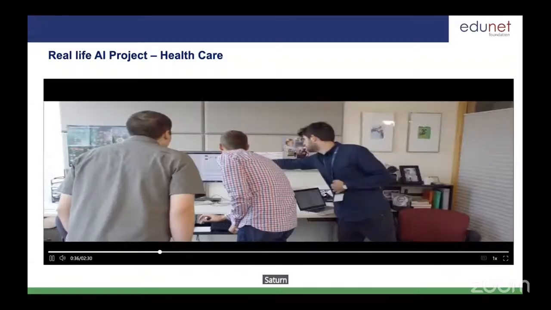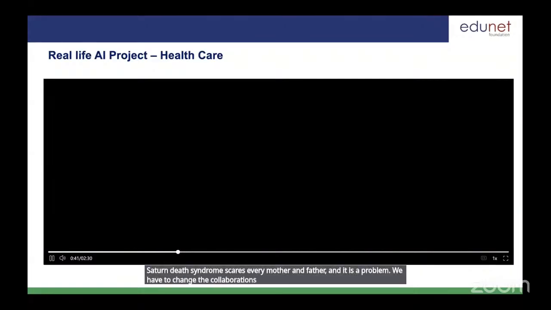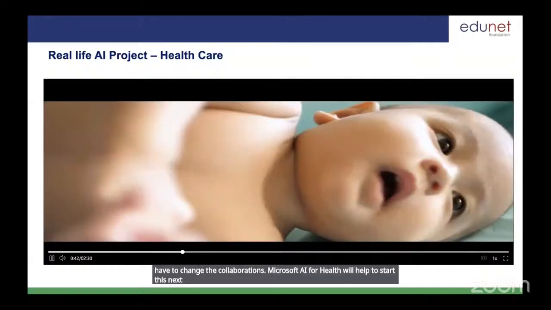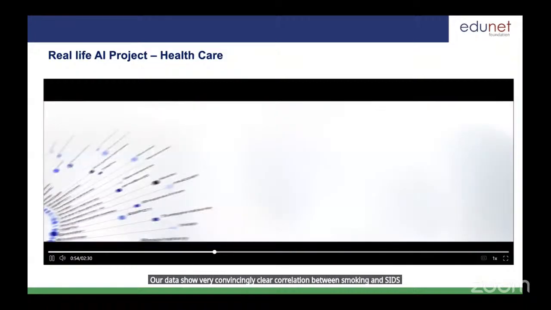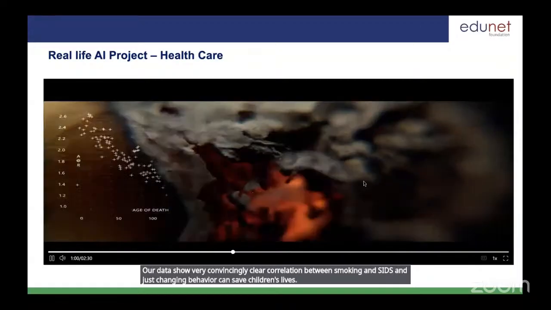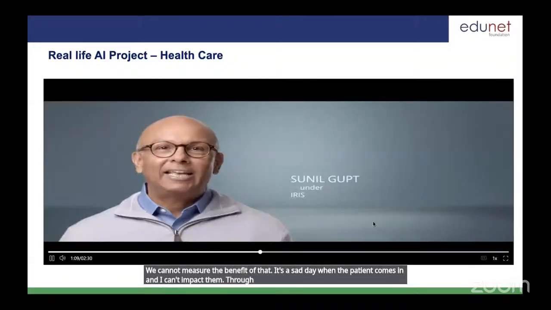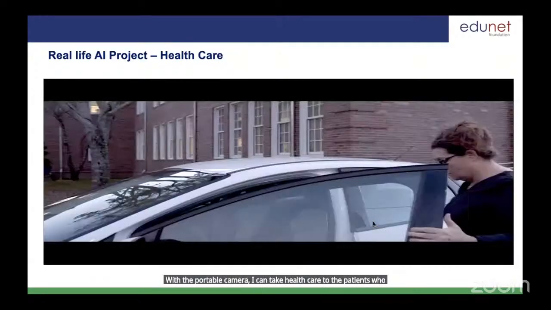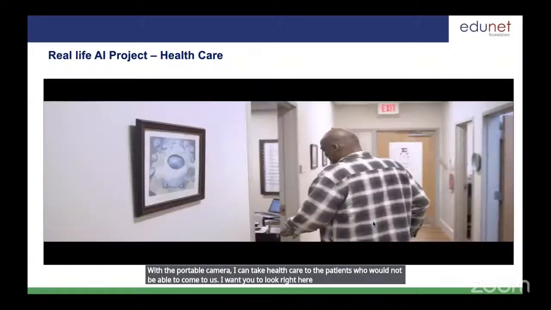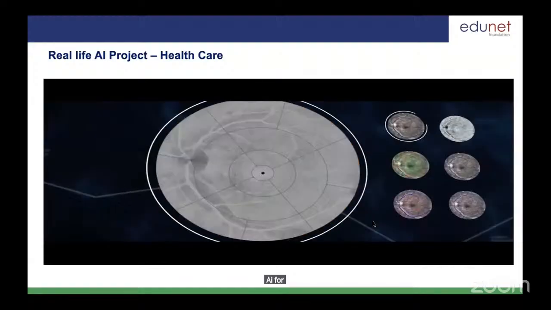Sudden infant death syndrome scares every mother and father, and it is a problem we have to change. The collaboration with Microsoft AI for Health will help to start this next step of our discovery. Our data show a very convincingly clear correlation between smoking and SIDS, and just changing behavior can save children's lives. You cannot measure the benefit of that. It's a sad day when the patient comes in and I can't impact them. Through AI for Health, we will be building an AI solution that can autonomously diagnose diabetic retinopathy. With the portable camera, I can take healthcare to the patients who would not be able to come to us. I want you to look right here. Going forward, we can address the 500 million patients that are out there and disrupt this disease. AI for Health and IRIS together can have that impact.